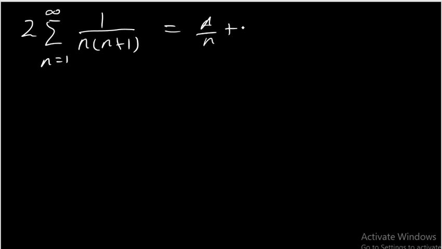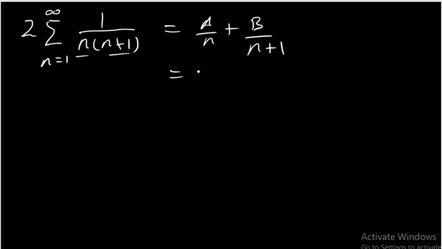Our series is 2 times the summation of 1 over n into n plus 1, n starts from 1 to infinity. Okay, first of all, we have to decompose. This is a rational function, 1 over n into n plus 1. So I can write this one as A over n plus B over n plus 1. As you see, both of them are linear, the down part.